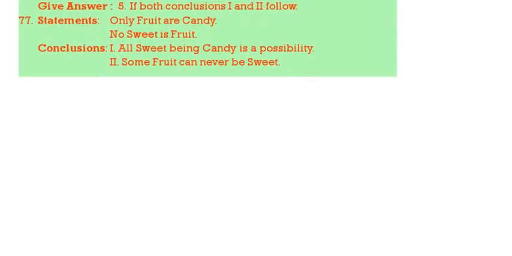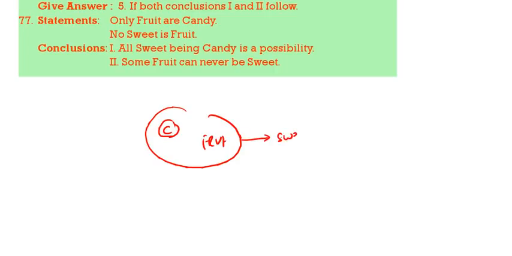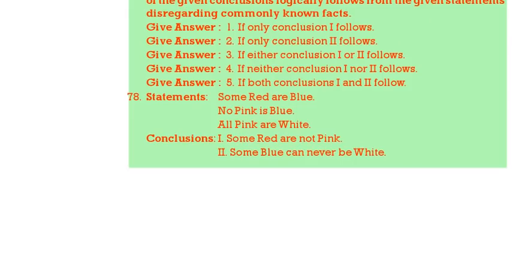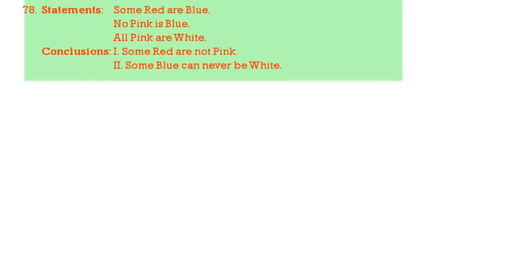Only fruit is candy. That means all candy is fruit. Then no sweet is fruit. All sweet being candy is a possibility. It does not follow, because the relation between candy and sweet is no. If no is coming, all will not follow. Some fruit can never be sweet. That definitely follows. The relation between fruit and sweet is no. If no is following, some not definitely follows. So 2 definitely follows.